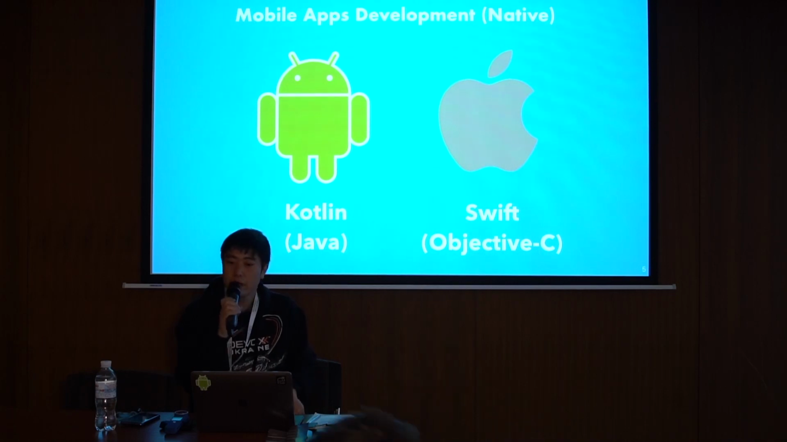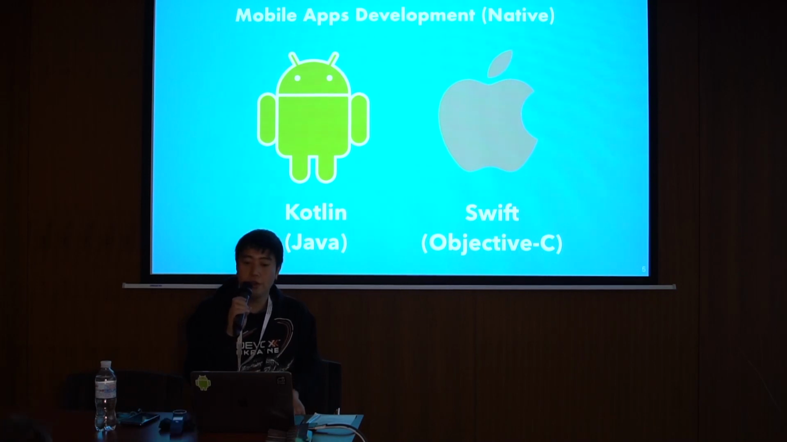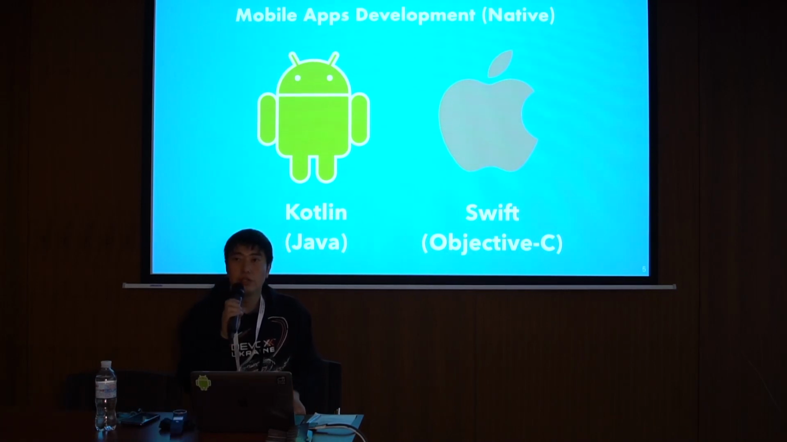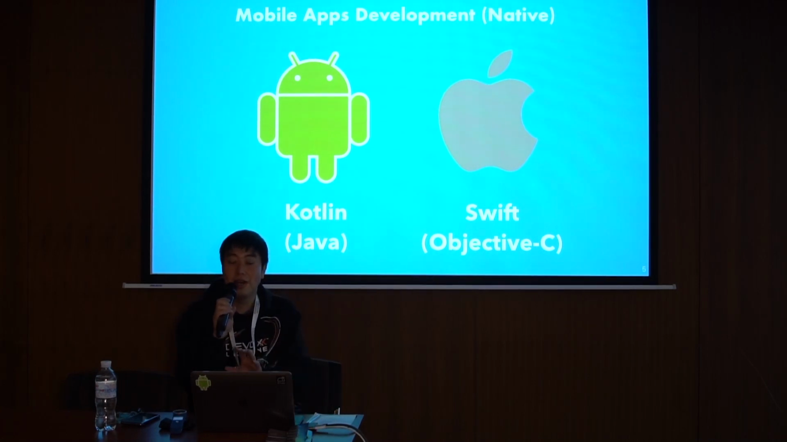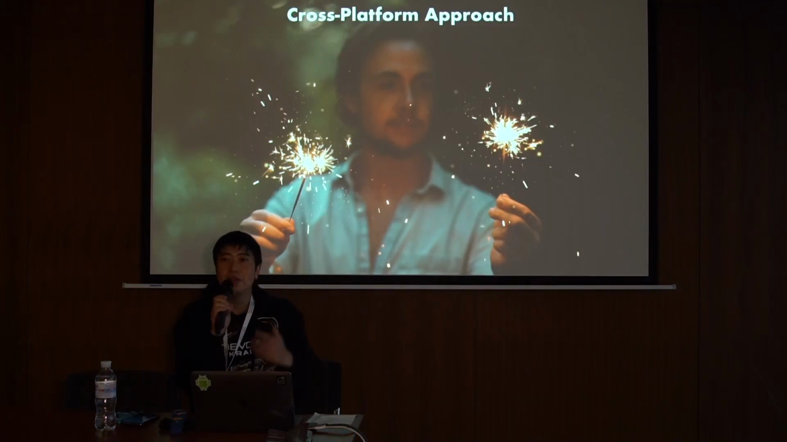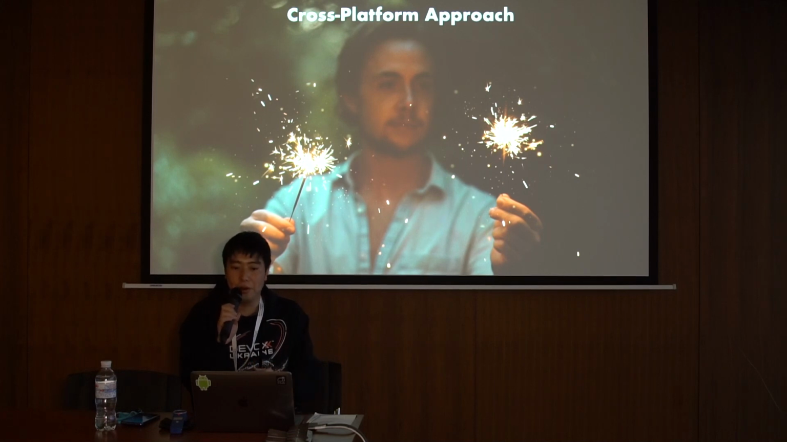To develop an Android application, we must implement Kotlin or Java code. And to develop an iOS application, we must implement Swift or Objective-C code. To support both platforms, we must develop two kinds of different applications. So, by using a cross-platform approach, from a single code base, we can support both mobile platforms.